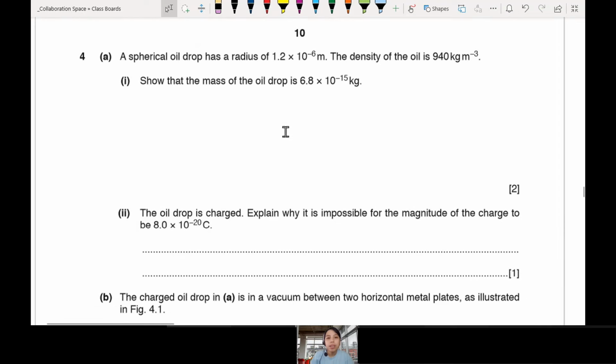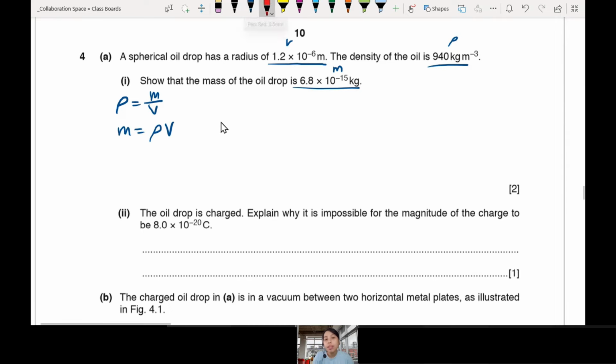A spherical oil drop has a radius of 1.2 times 10 to the negative 6. Density is rho. Show the mass of the oil drop is this. So we need to show m equals rho times V. There's one equation we know, that is the density equation: density equals mass over volume. If we forgot that already, maybe we want to write it down. So if you want to find mass, mass equals rho times volume.